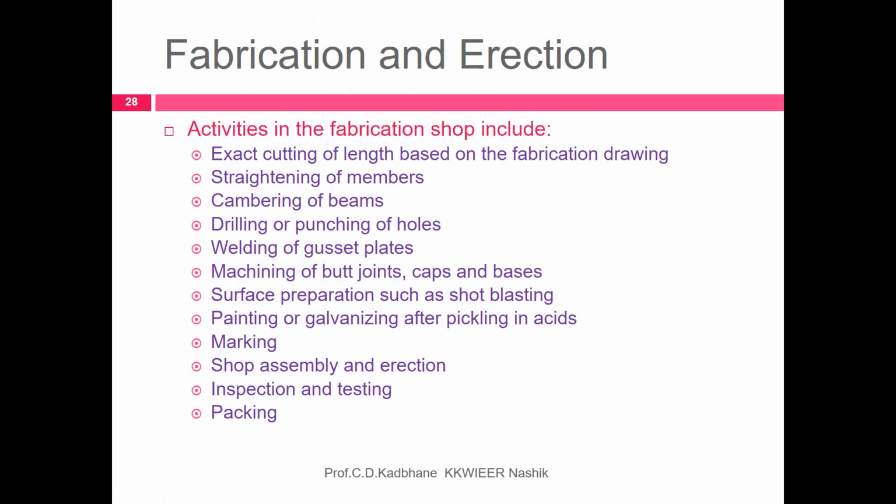Now let us conclude the lecture with fabrication and erection. The different activities in the fabrication shop include: exact cutting of length based on the fabrication drawing, straightening of members, cambering of beams, drilling or punching of holes, welding of gusset plates, machining of butt joints, caps and bases, surface preparation such as shot blasting, painting or galvanizing after pickling in acids, marking, shop assembly and erection, inspection and testing, and finally packing.